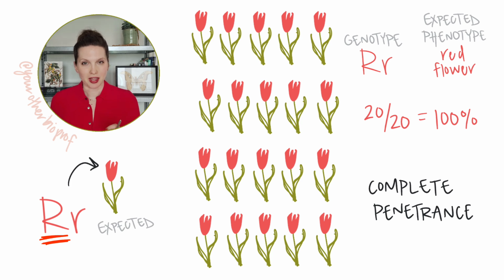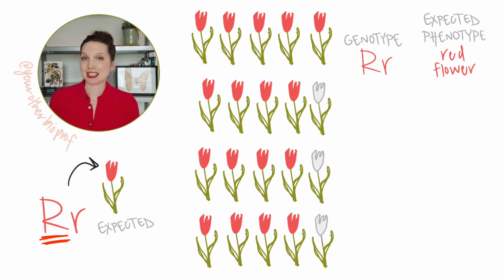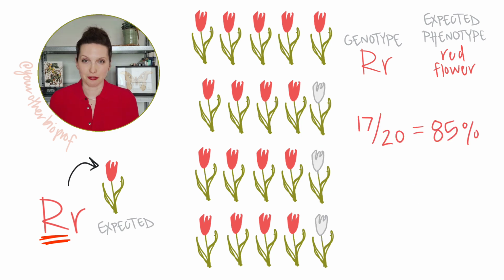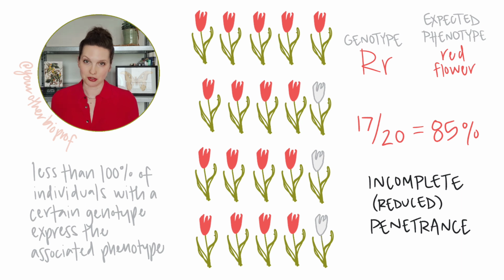Imagine instead that 20 individuals with the big R, little r genotype are tested, and we find that 17 of them produce red flowers and the others produce white flowers. 17 out of 20 produce the expected phenotype based on their genotype. That's a penetrance of 85%. So we could call this incomplete or reduced penetrance.